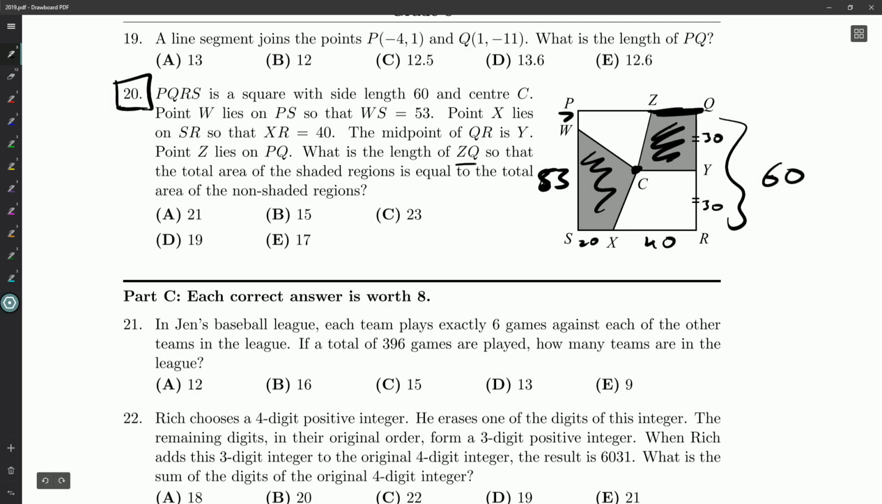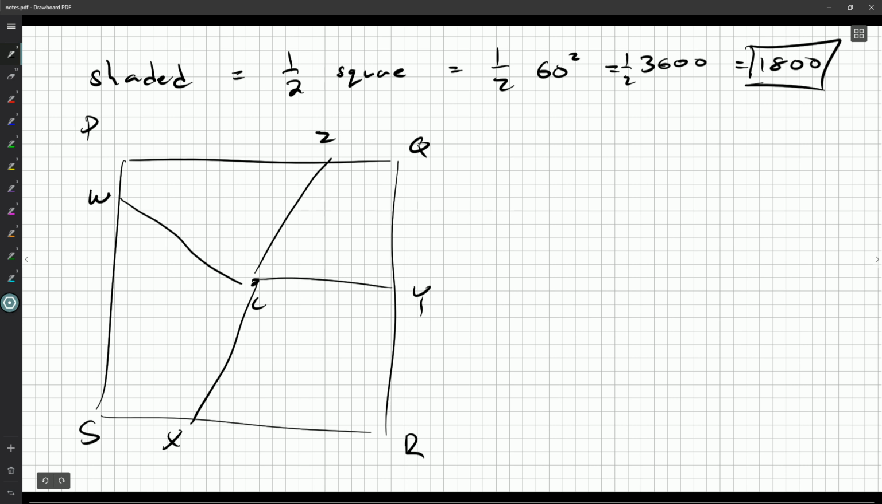It's interesting they did the PQRS clockwise, but the WXYZ counterclockwise. Very interesting.